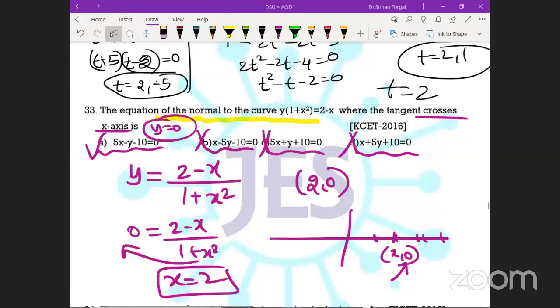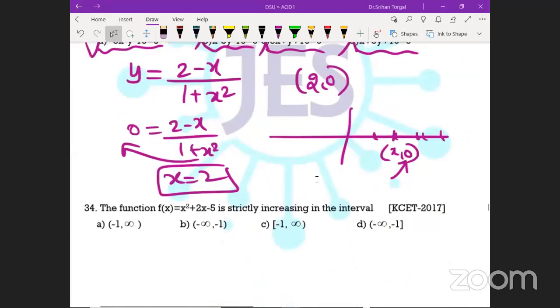Which two options are correct, Srinivas? What are those two options? Yeah, only one satisfies (2, 0). That's it.